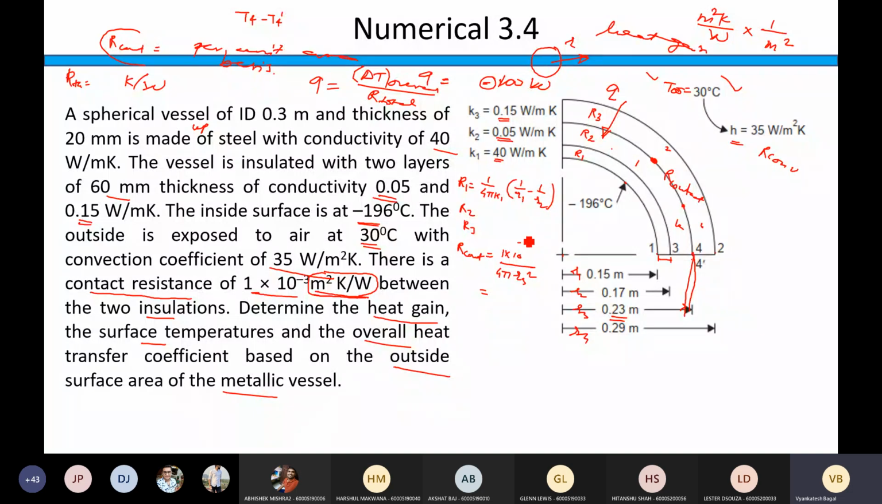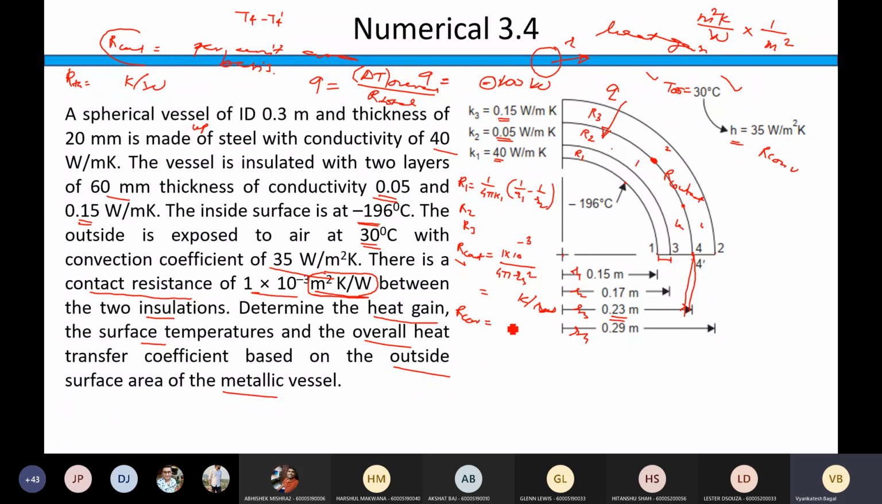Yes, sir. So don't use this value as it is. You have to divide by area. Reason being, the contact resistance is in general specified on per meter square area basis or per unit area basis. So this is the only tricky part in this numerical. Find out the contact resistance in Kelvin per watt. Now all other resistances are in Kelvin per watt by default.